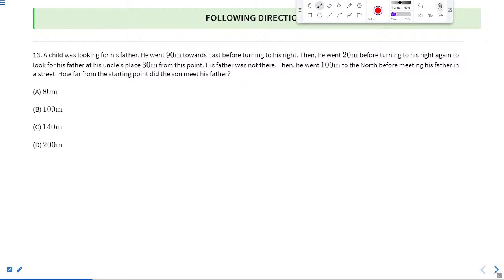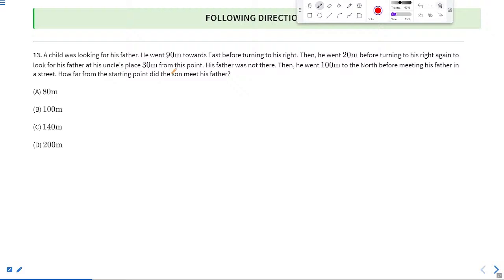A child is looking for his father. He went 90 meters east before turning to his right, 20 meters before turning to right again to look for his father at his uncle's place 30 meters from this point. His father was not there. 100 meters north before meeting his father in a street. How far from the starting point did the son meet his father?